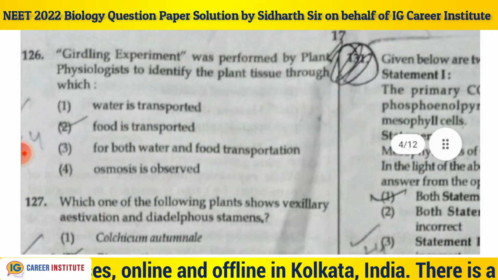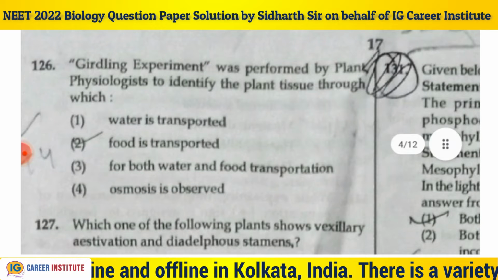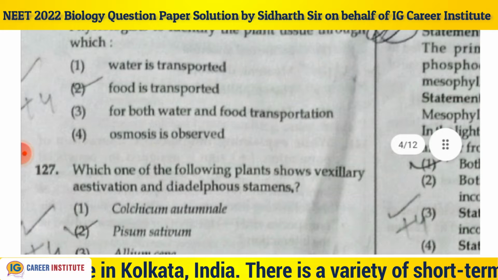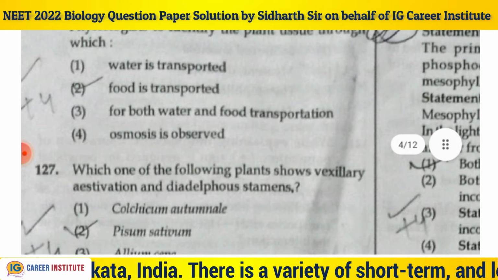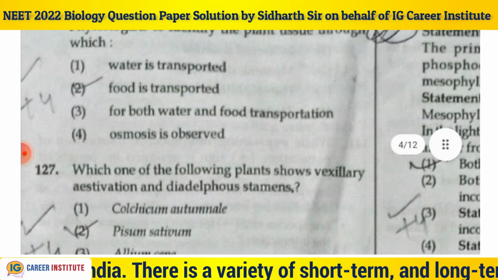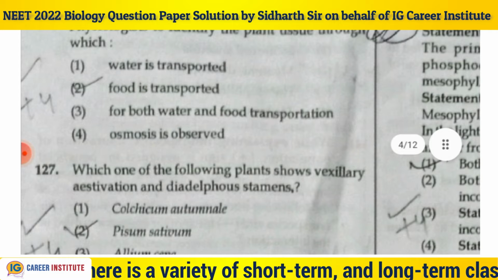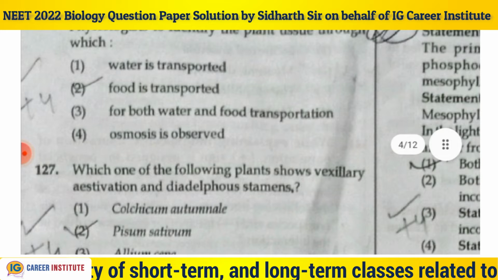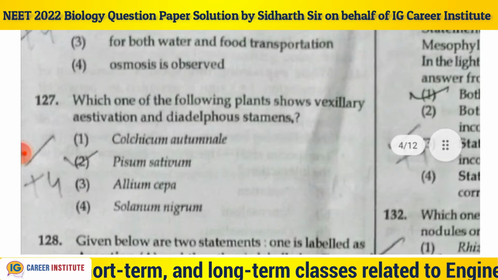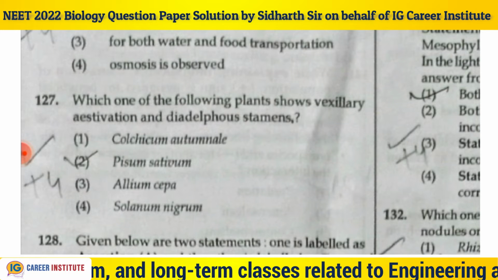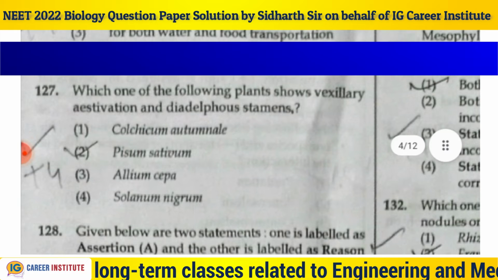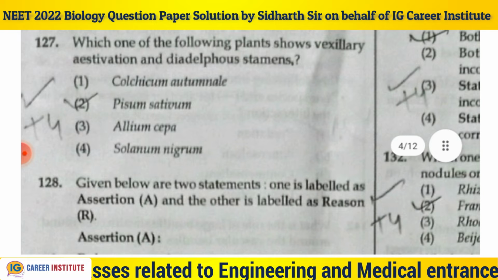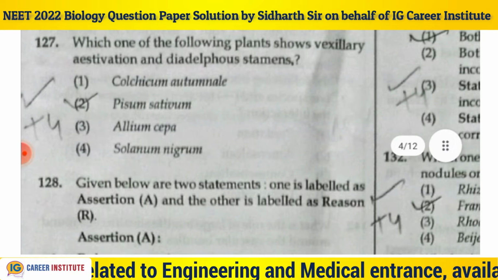Question 126. The girdling experiment was performed by plant physiologists to identify the plant tissue through which food is transported. It was done to study phloem, not xylem. Again an NCERT line. Question 127. Which one of the following plants shows vexillary aestivation and diadelphous stamens? Pisum sativum. If you read NCERT properly, you can find this.